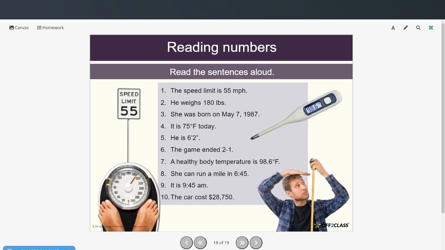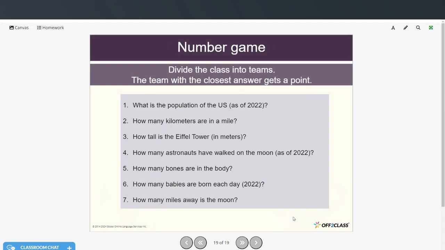The game ended 2-1. A healthy body temperature is 98.6 degrees Fahrenheit. She can run a mile in 6:45. It is 9:45 a.m. The car costs $28,750. All right, so now you can try these maybe on your own and then restart when you're ready to check the answers.